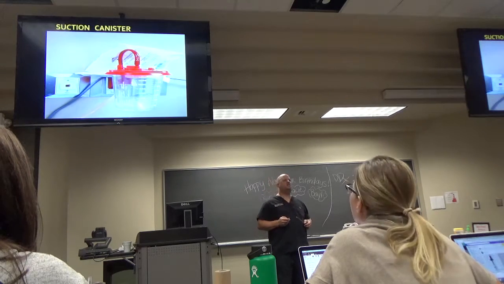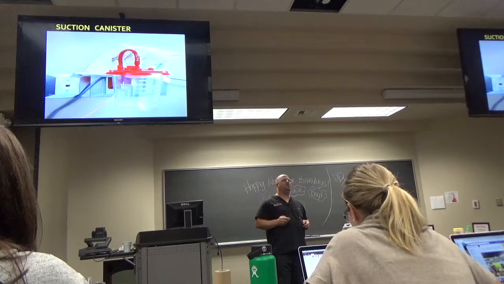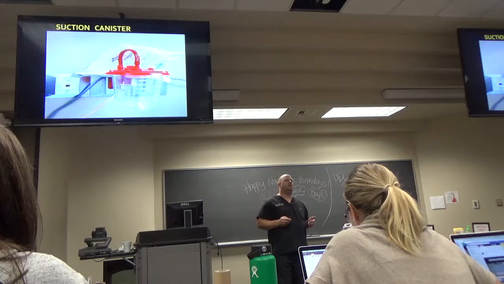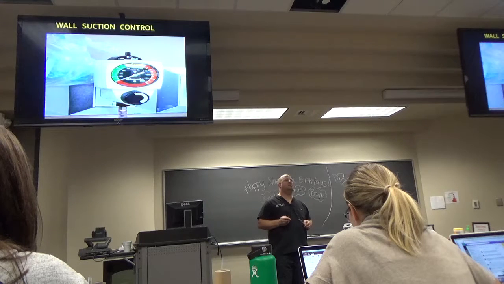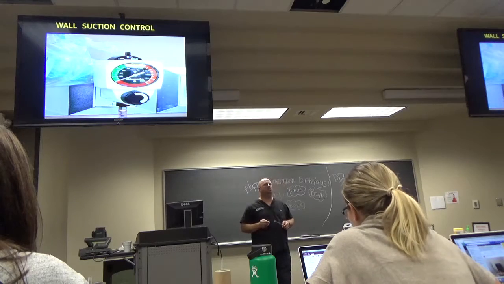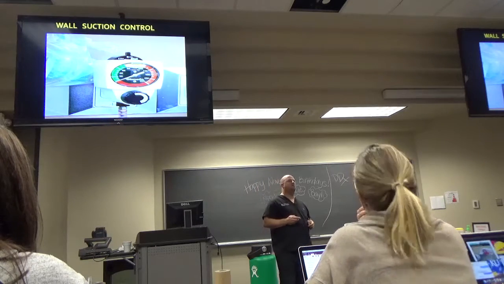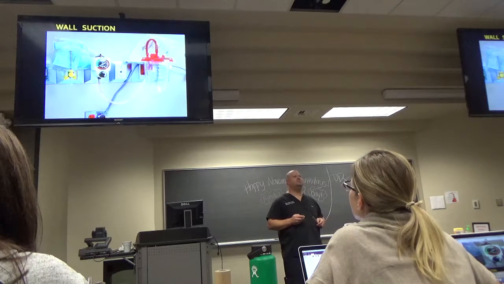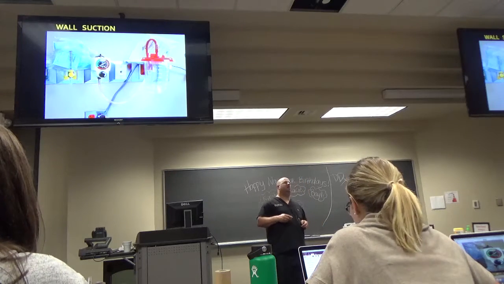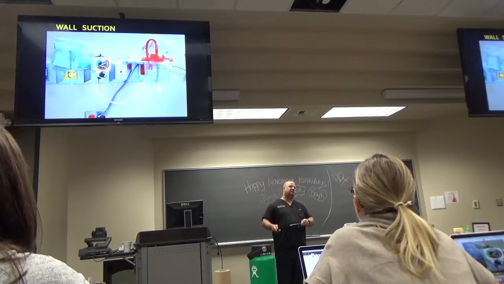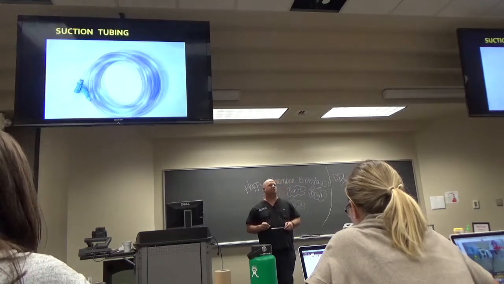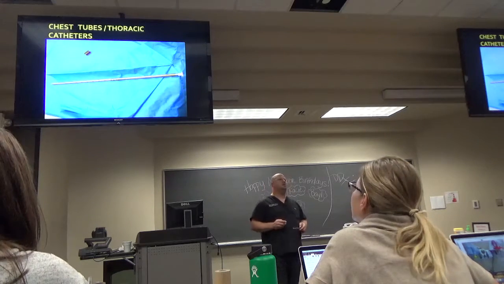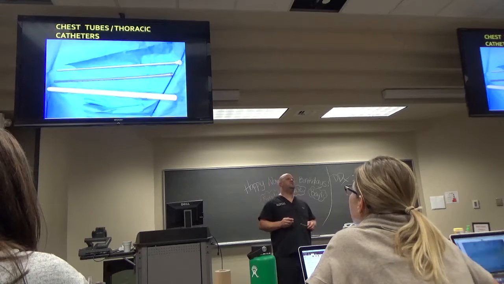This is your suction canister, okay, at the wall, which you're really not going to use, but there's suction tubing behind it. There's your wall suction here, okay? So there you see the medium and the yellow up there. Okay. So I turn it on to continuous and just crank it up to medium. You're not collecting stuff in the canister because you're collecting it in the tube. There's suction tubing. There's a chest tube and a trocar.